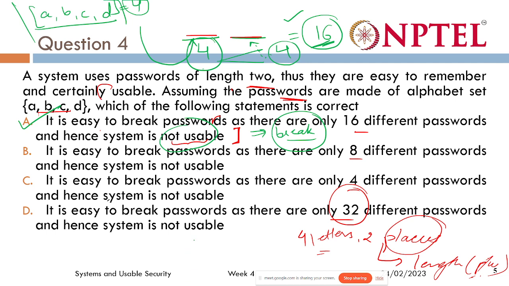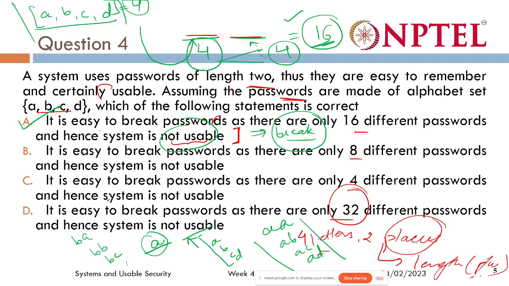So how are we saying 16 passwords? Let's say in the first place I fixed A. Then at the second place, what all can come? A, B, C, D. So for one character, 4 combinations are there. That is AA, AB, AC, AD. Similarly, for character B, it can be BA, BB, BC, and BD.